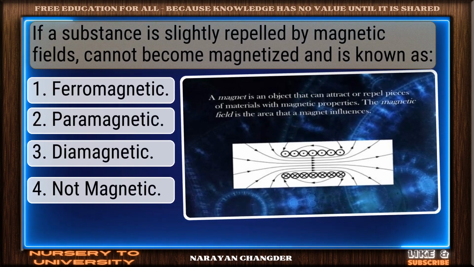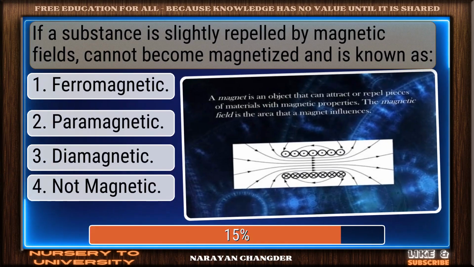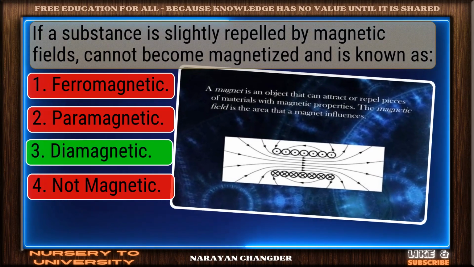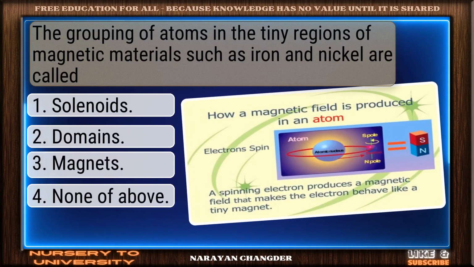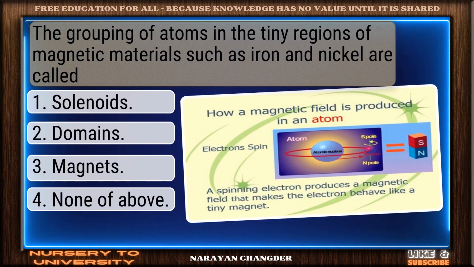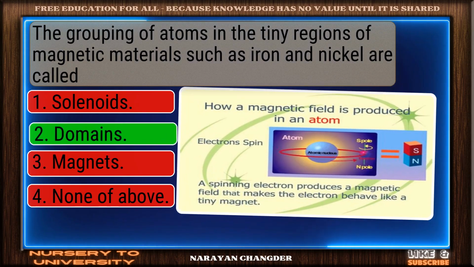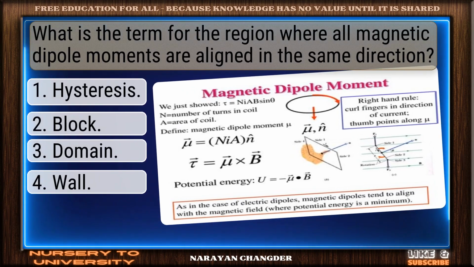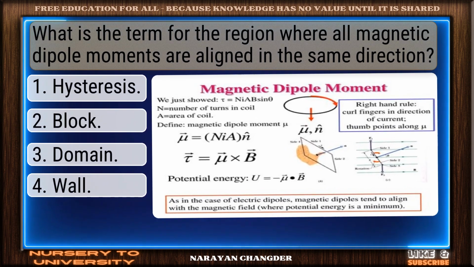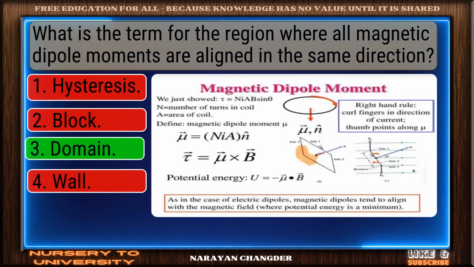If a substance is slightly repelled by magnetic fields, cannot become magnetized, and is known as. Well done. Diamagnetic is the right choice. The grouping of atoms in the tiny regions of magnetic materials, such as iron and nickel, are called. Great thinking. Domains is the right choice. What is the term for the region where all magnetic dipole moments are aligned in the same direction? Perfect. Domain is the correct choice.